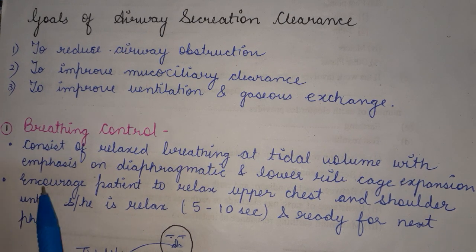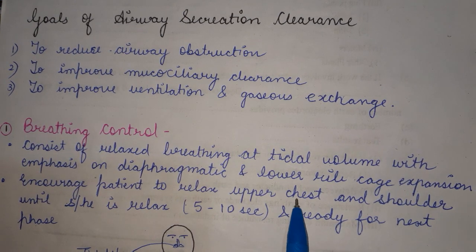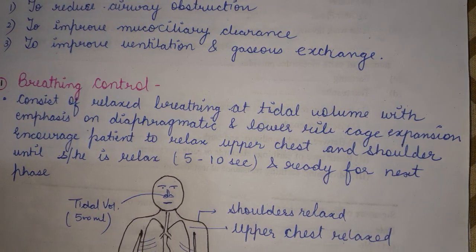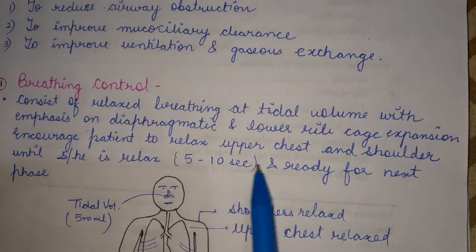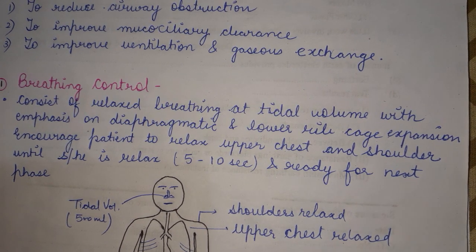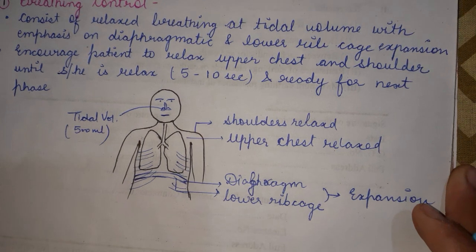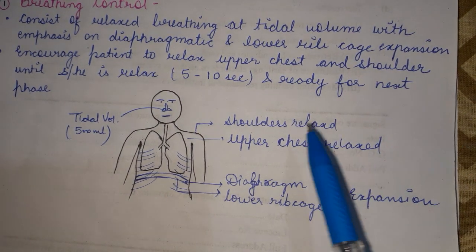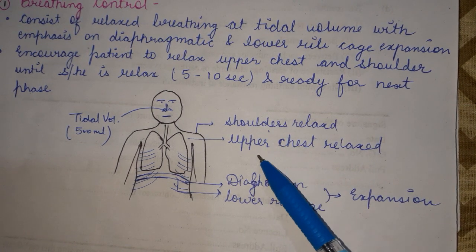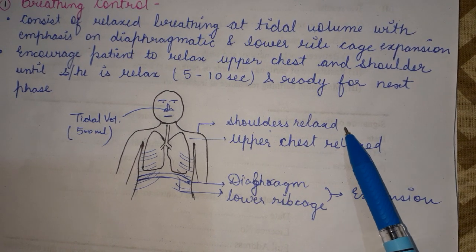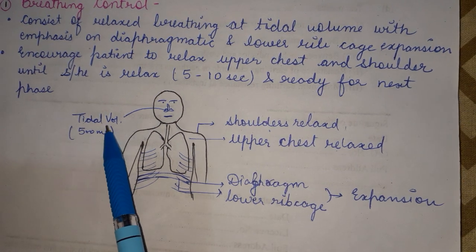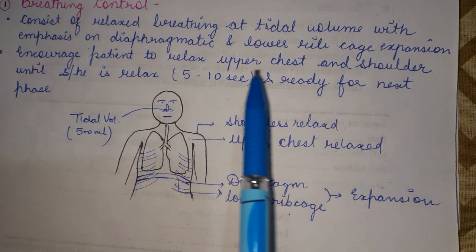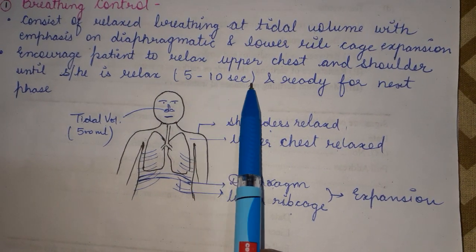Okay. Number two, encourage patient to relax upper chest and shoulder until he or she is relaxed for mainly 5 to 10 seconds and ready for the next phase. It means the main important things in this breathing control technique is the patient's shoulder and upper chest should be relaxed, the breathing at tidal volume, the diaphragm and the lower ribcage will expand, and the relaxed phase is of 5 to 10 seconds. Okay.